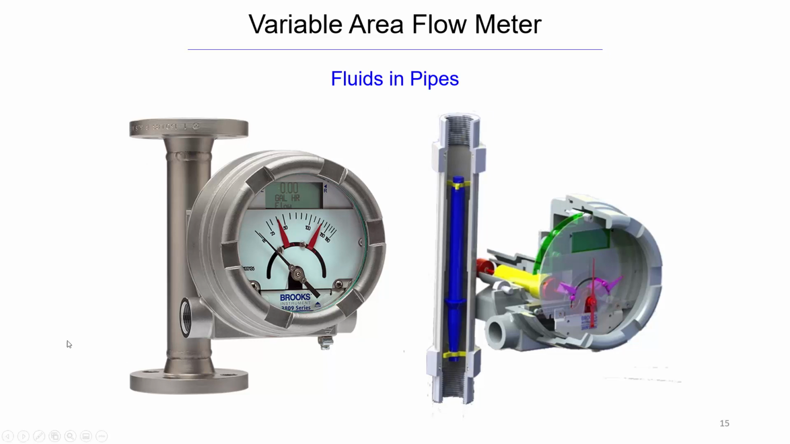So here's a real flow meter, and we see a section of it to see what's happening inside, and we see that float. This is the main area there. But one thing to note, these are always vertical. These need gravity to work. There's going to be a different type that we're going to look at that can be used horizontally.